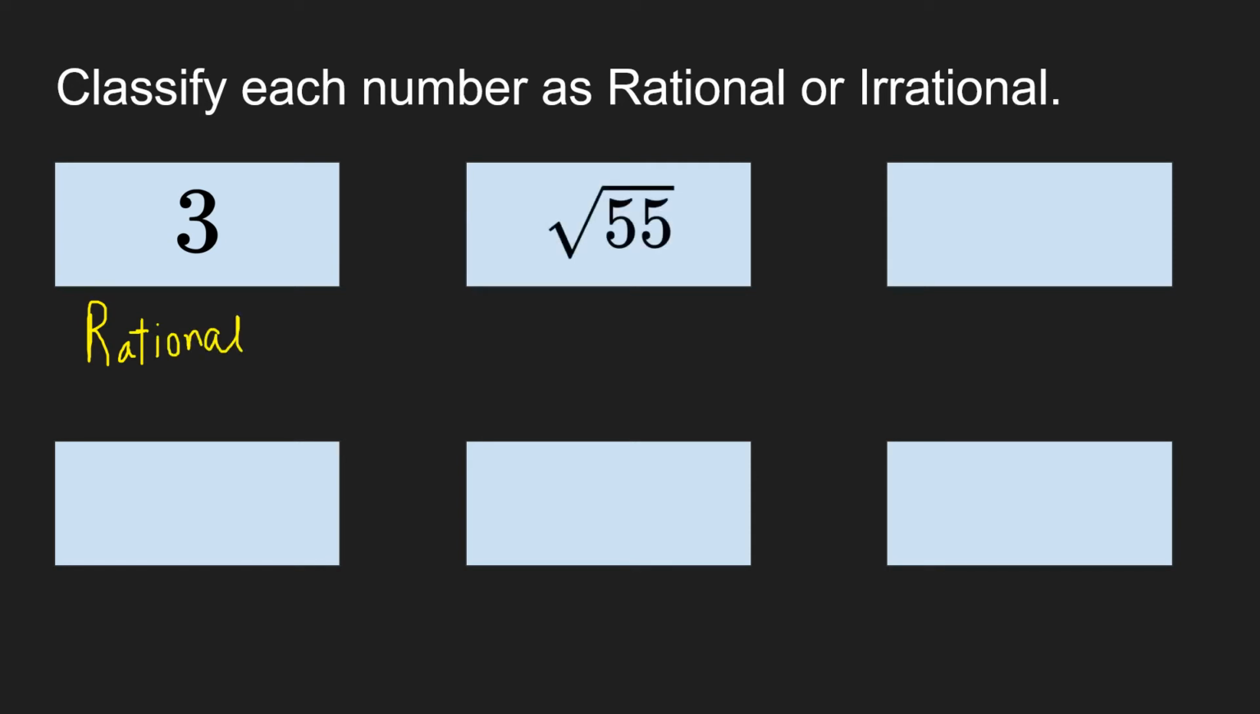Our next example is the square root of 55. Whenever we plug in the square root of 55 into our calculator, we get approximately 7.416, and of course it goes on forever. So since the square root of 55 has a square root around it, and whenever we try to evaluate it, we get a never-ending and never-repeating decimal, the square root of 55 is an irrational number.